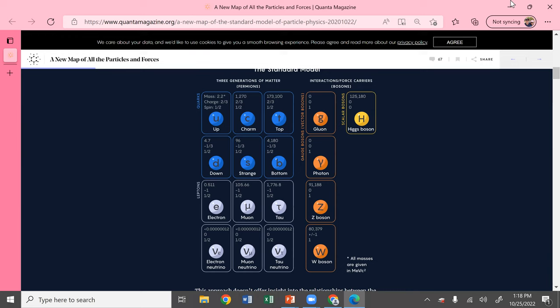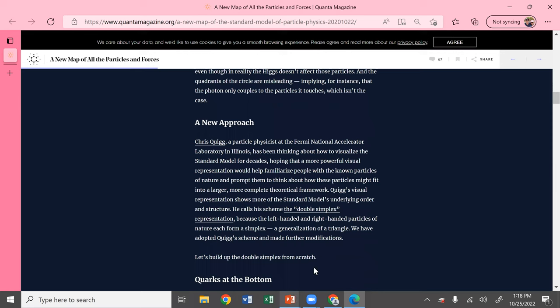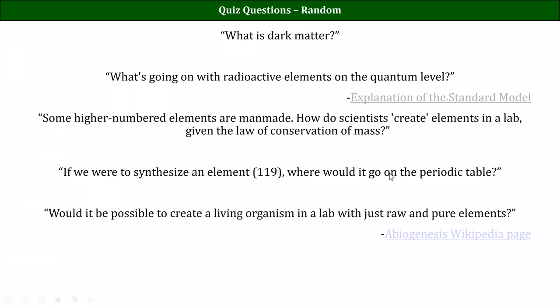But it's really the same forces that we see coming here. And this is a pretty good article. It explains things pretty well, if you're interested in that.